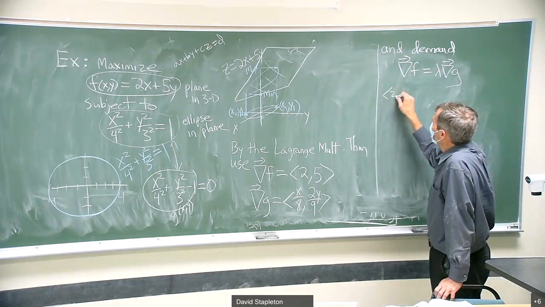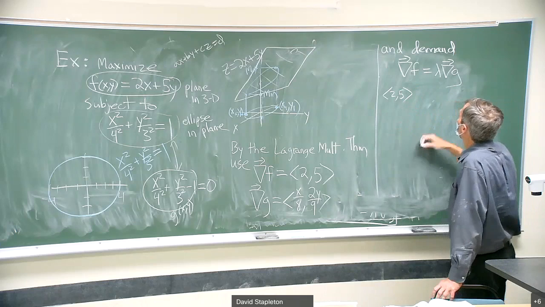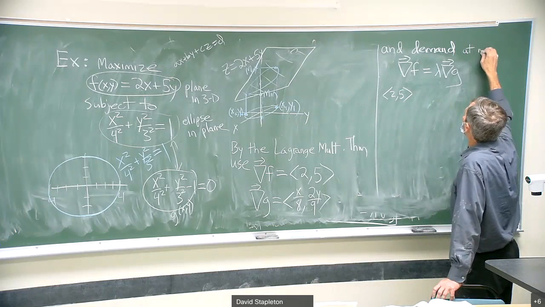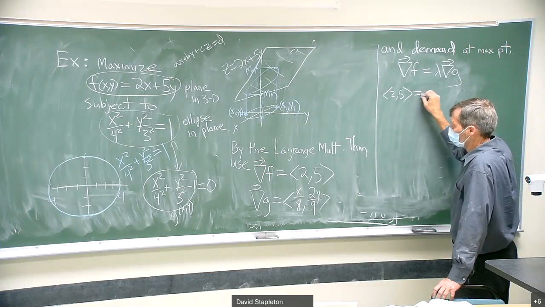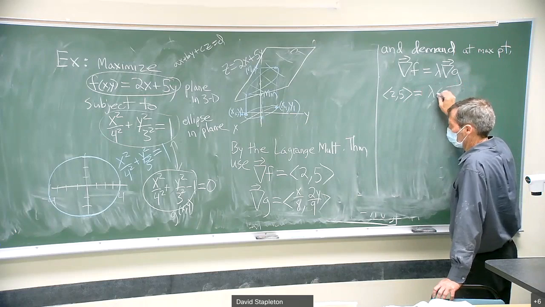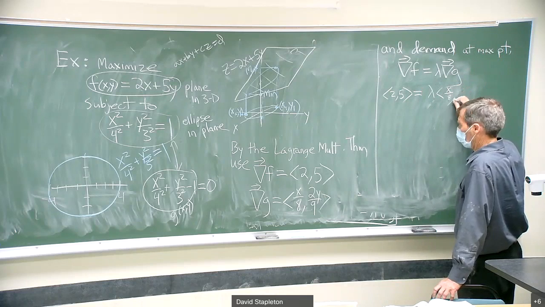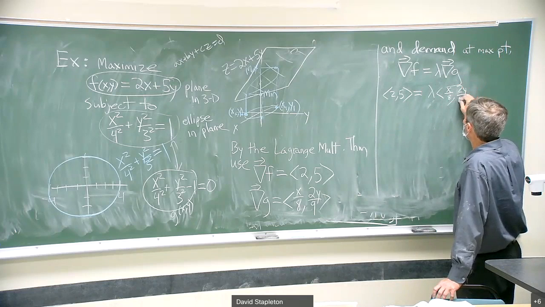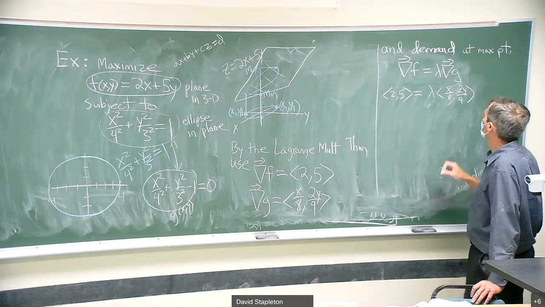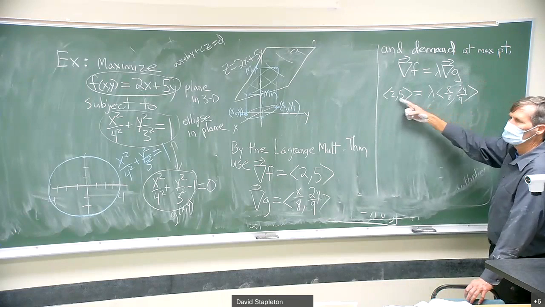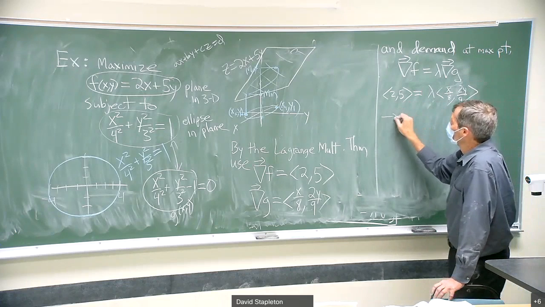We say that at the point of maximization, we know this is going to hold. So (2, 5) is going to be equal to lambda times some number of (x over 8, 2y over 9). So how can we make that so? Two vectors are equal if and only if their components are both equal, right? So we'll have both components equal.